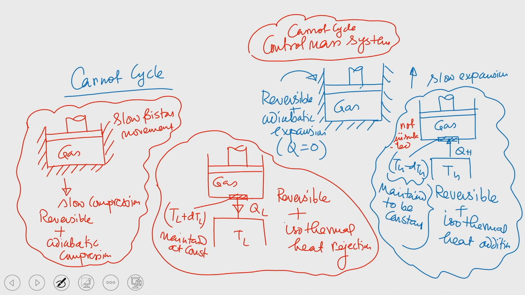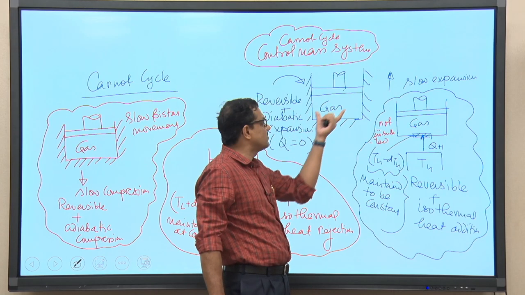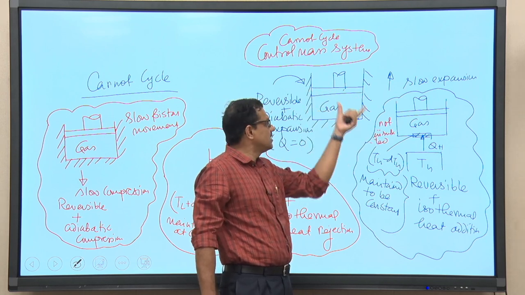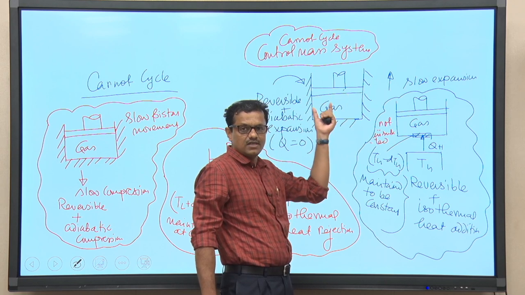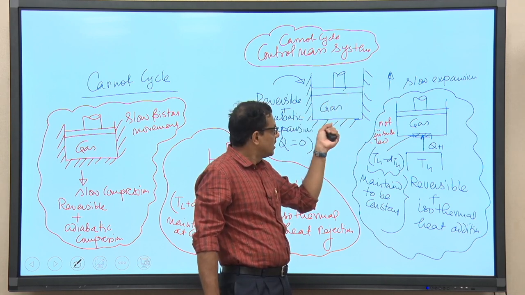Imagine this is the cylinder which contains gas, a piston cylinder arrangement. We supply heat, and that is reversible isothermal heat addition. It will allow the gas to expand slowly, and it will follow the reversible adiabatic expansion, because if we insulate the surfaces of the same cylinder, there will be no leakage of heat from the system to the surroundings.